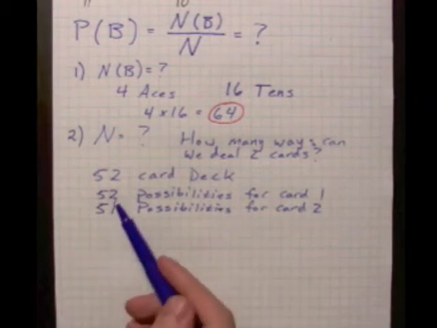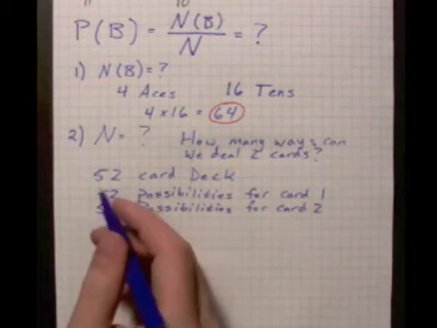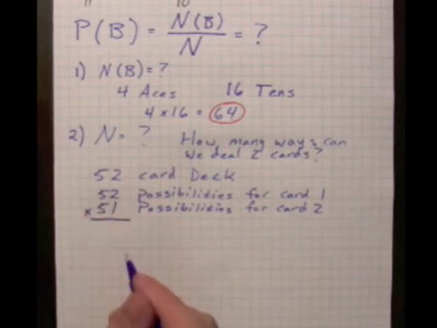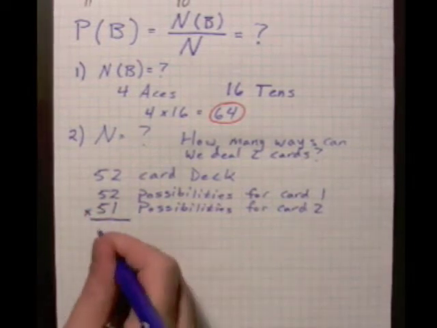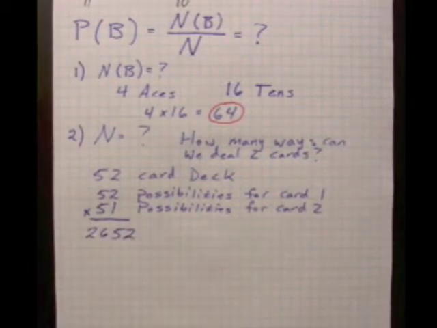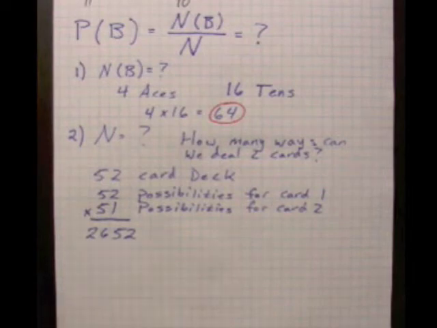Okay, each of these 52 first cards can be matched up with any one of the remaining 51 cards. This gives us a total number of possibilities of 2,652. Okay, 2,652 ways that 2 cards can be dealt off of a fresh deck.